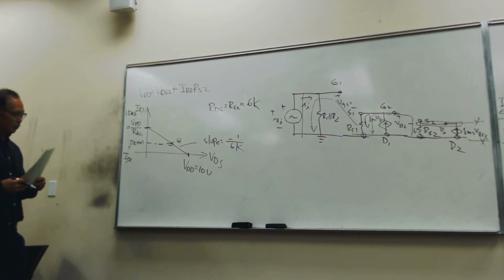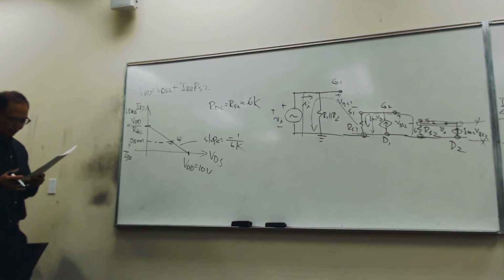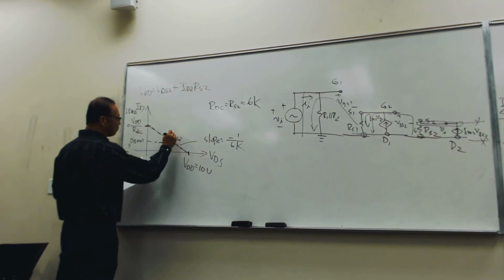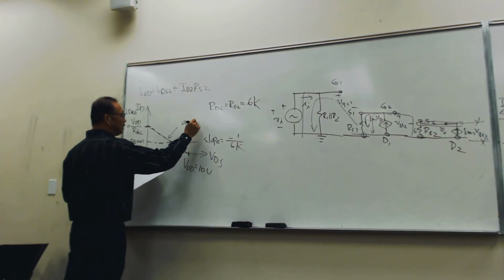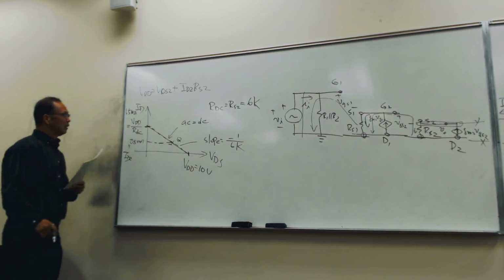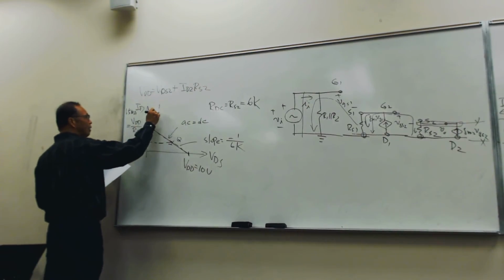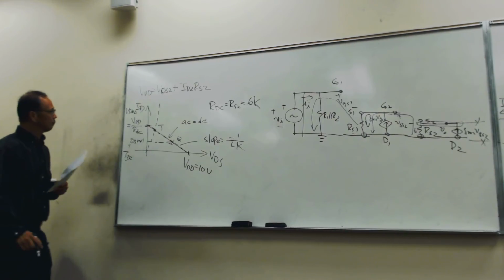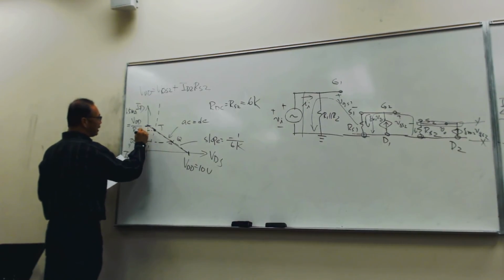Okay. What about the AC load line? Look at the circuit. There's no capacitor in the output, right? So the AC is the same as DC, right? Same. So AC equals DC. Then you have to figure out what is the T point. So basically you want to find out what is IDT, right?